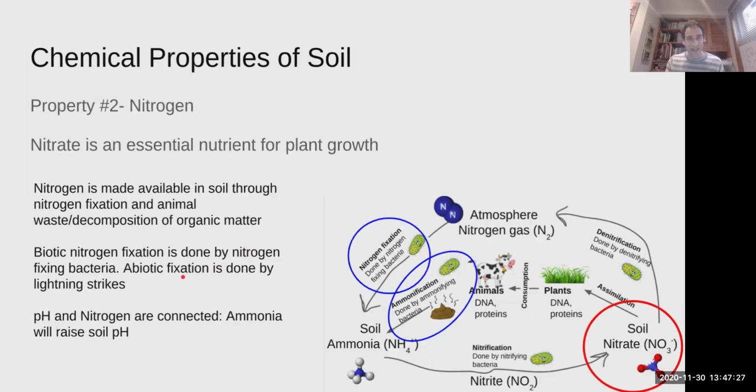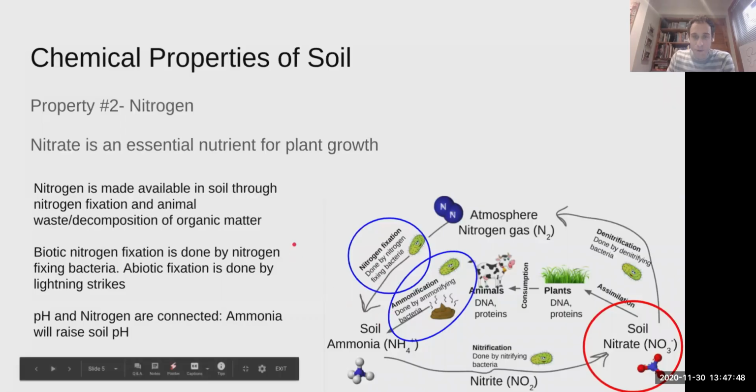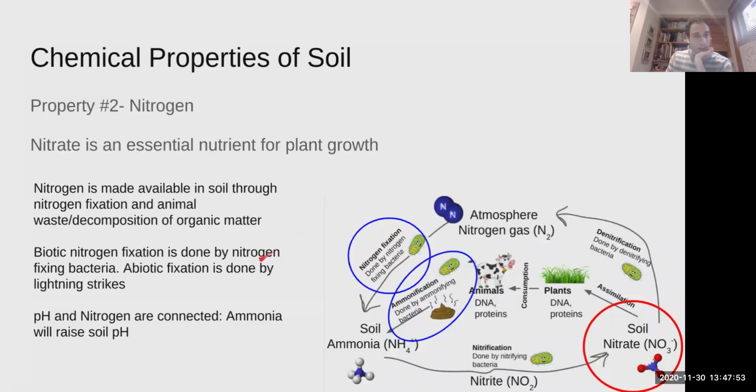Lightning strikes. Lightning is powerful enough that it can break apart an N2 molecule. N2 in the atmosphere has a triple bond together. That's why it's so difficult to break apart. Only these special microbes can do it, but the atoms are very tightly bound together. But lightning is strong enough that it can crack that bond and oxidize it and make it available to organisms in the soil.